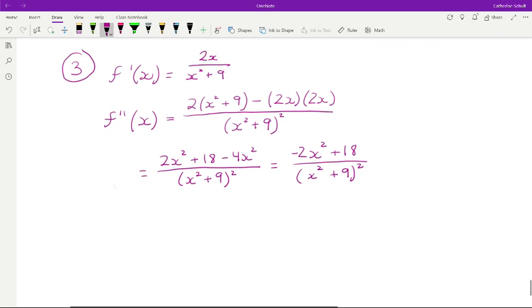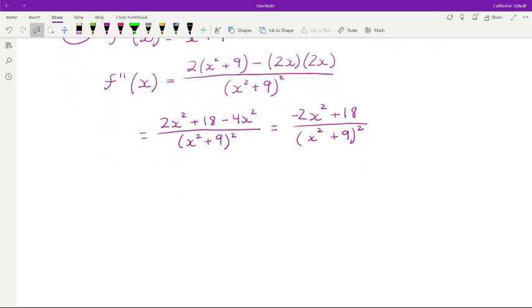Well, let's see. F double prime is 0 not when the denominator is 0. That's when it's undefined. Remember, the denominator can't be 0 because x squared plus 9 is always positive. So we want to figure out when negative 2x squared plus 18 is equal to 0. All right, so let's solve this.